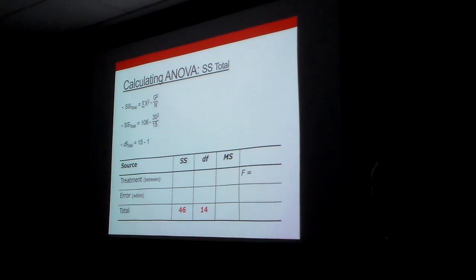We go through and we plug these into the table, right? So the total variability, all units of variability in my entire design, is 46. This is all that I'm working with, and my degrees of freedom here is going to be 14. People comfortable with this?